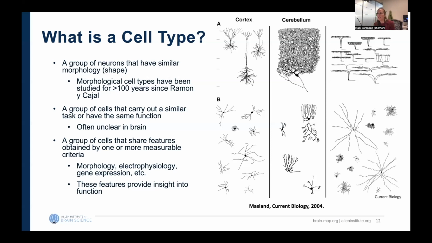However, I want to tell you about how we can use them in combination to generate a more comprehensive, robust description of cell types. Morphology is a powerful cell type descriptor. It is most powerful when it's studied in combination with other cellular properties.